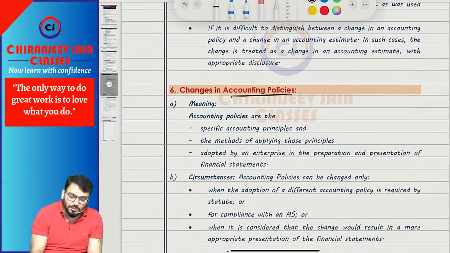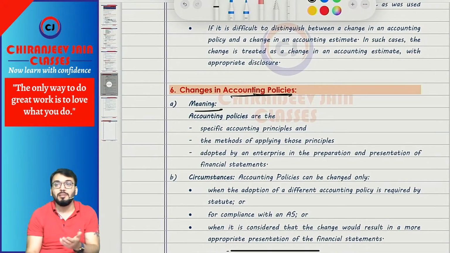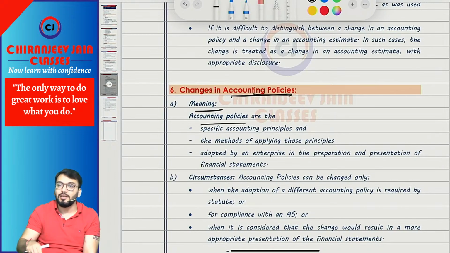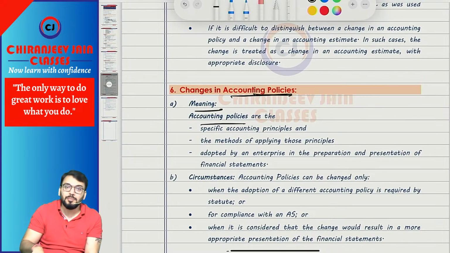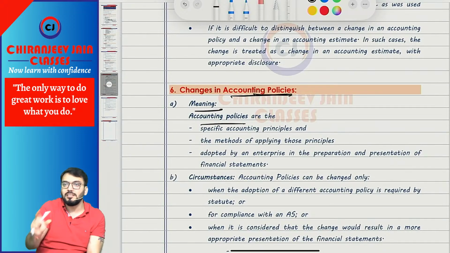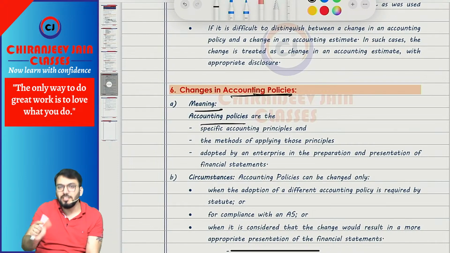Yes, sir. Now coming to changes in accounting policy, what do you mean by accounting policy? Accounting policies are specific accounting principles and methods of applying those principles in the preparation and presentation of financial statements. It is nothing but accounting principle and accounting method. So accounting principle and accounting method together become accounting policy.